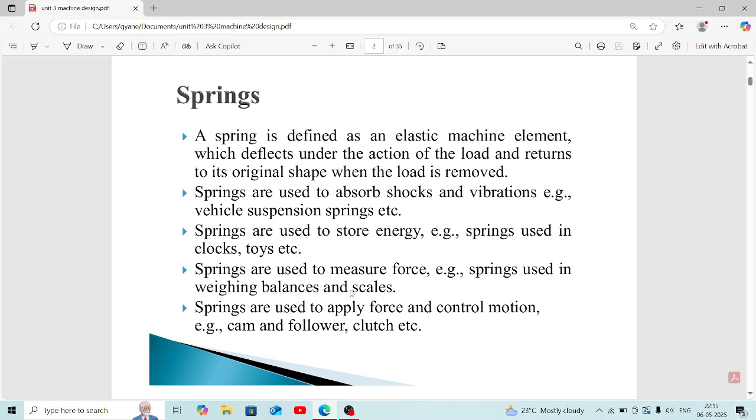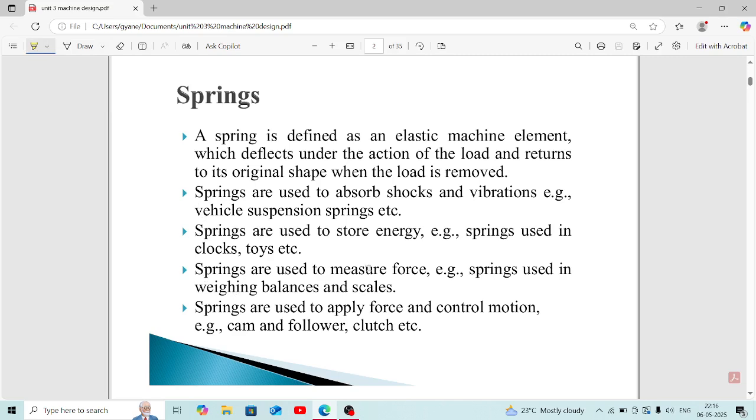Today we will discuss how springs are used in machine elements. Springs are used to absorb shock and vibration. For example, in vehicle suspension, springs are used to absorb shocks and vibrations. Springs are used to store energy, mainly in a clock and toys.